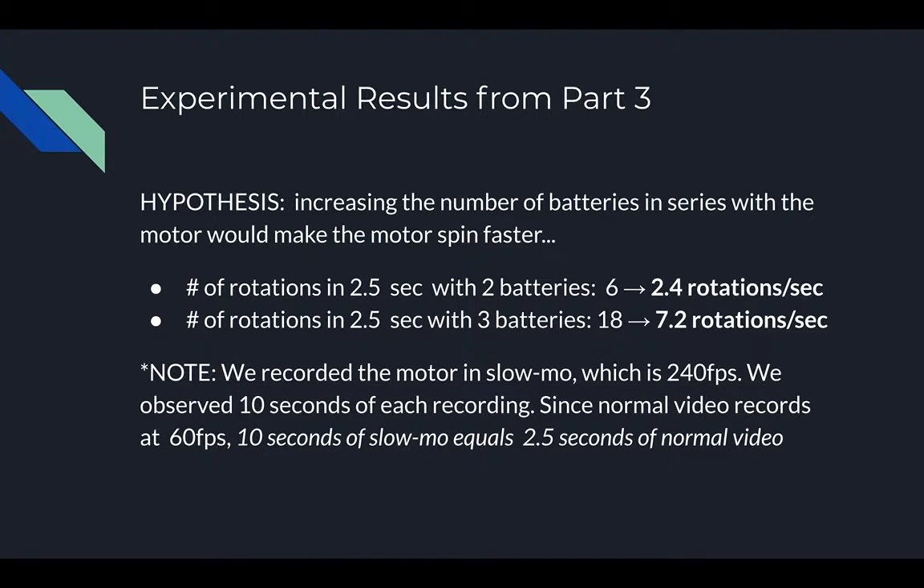So our hypothesis for this experiment was that increasing the number of batteries in series with the motor would make the motor spin faster. The number of rotations with 2 batteries was 2.4 rotations per second, and the number of rotations with 3 batteries was 7.2 rotations per second. An important note is that we recorded the motor in slow motion, which is 240 FPS. We observed 10 seconds of each recording. Since normal video records at 60 FPS, 10 seconds of slow-mo equals 2.5 seconds of normal video, and we used this fact to calculate the number of rotations per second for each trial.